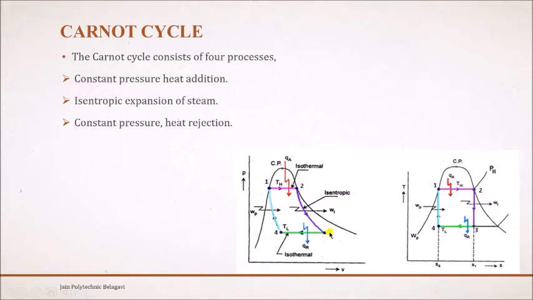This is nothing but constant pressure heat rejection. Whatever the pressure is, it remains constant, and during that process only the heat is rejected. During this, the temperature remains the same, it doesn't change, but there is a decrease in volume, and there is a decrease in entropy.